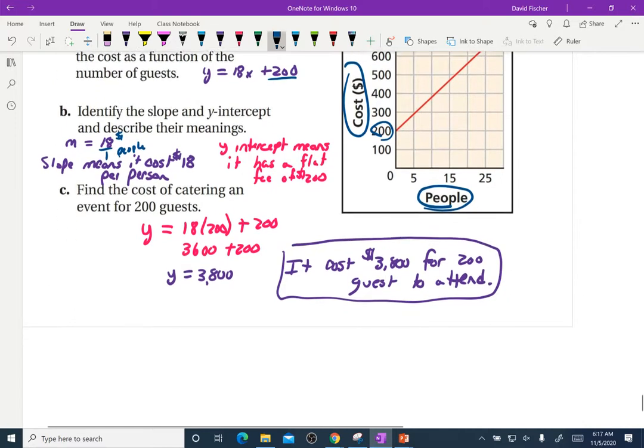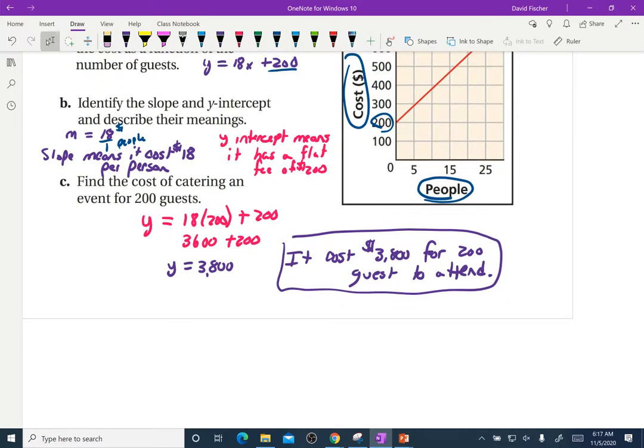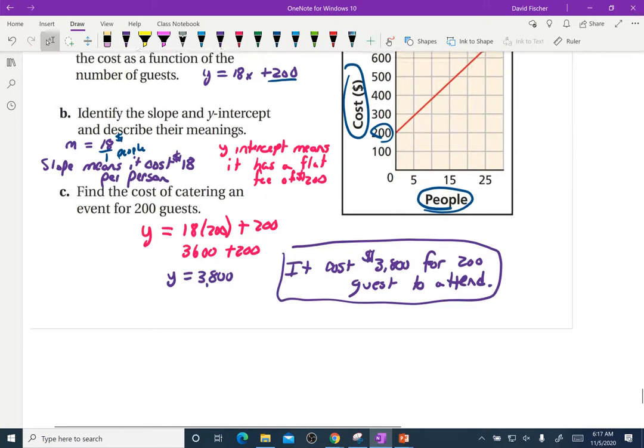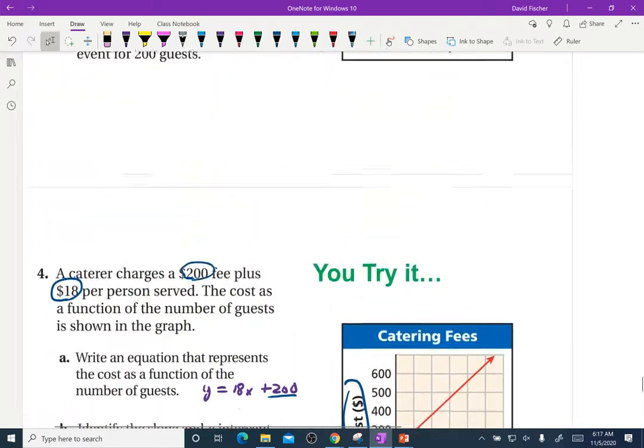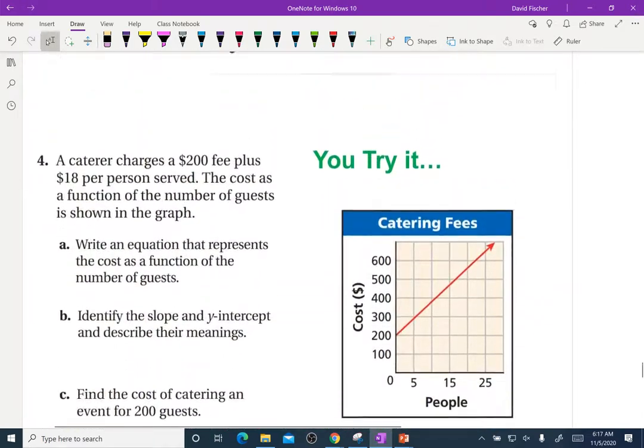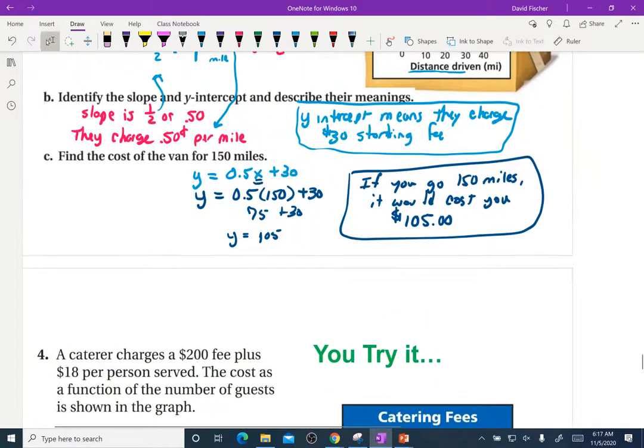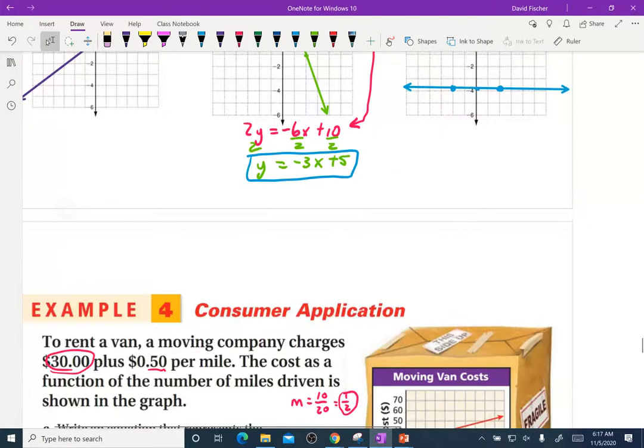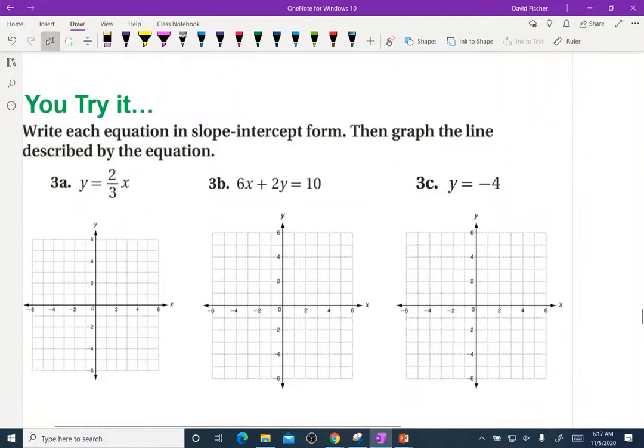So now that I have my equation, they said, well, what happens if 200 people come to my party? Well, I'll take 200 times 18, which is 3,600, plus 200. I get $3,800. So that's what we have today. It's going to take me a little while to get the Google form up, to turn it in, but you can do your practice sheet. But I should have the Google form up for you to turn in and grade your work.